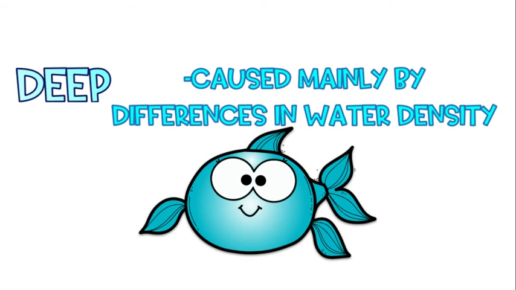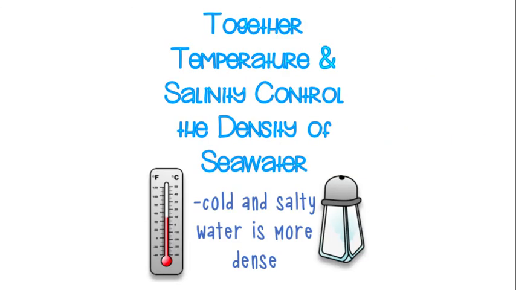The second type of ocean current is a deep current. Deep ocean currents are also known as density currents, and they are caused mainly by differences in water density. Temperature and salinity control the density of water. Cold and salty water is more dense.